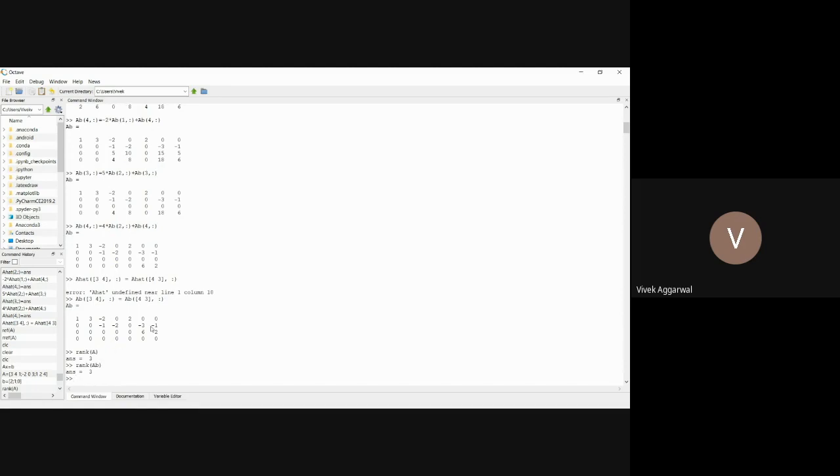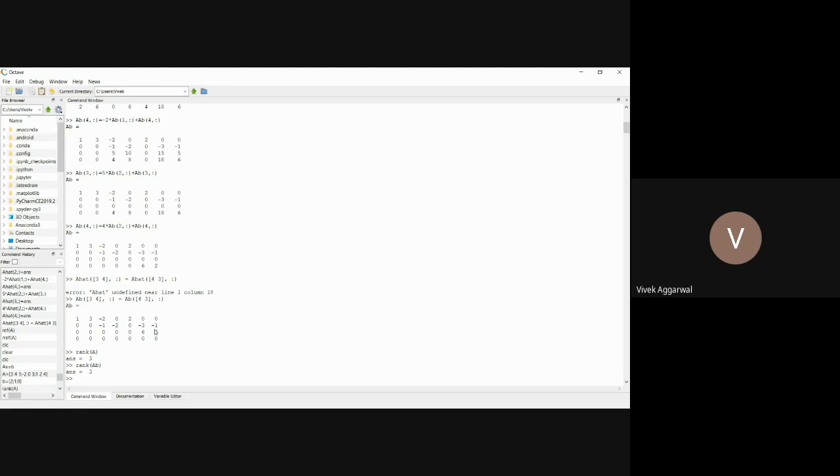Once we are able to reduce the given matrix into the echelon form, we get that it has rank 3, and the number of variables in this case is 6. So three variables we have to choose as free variables. So this system is going to have infinitely many solutions.